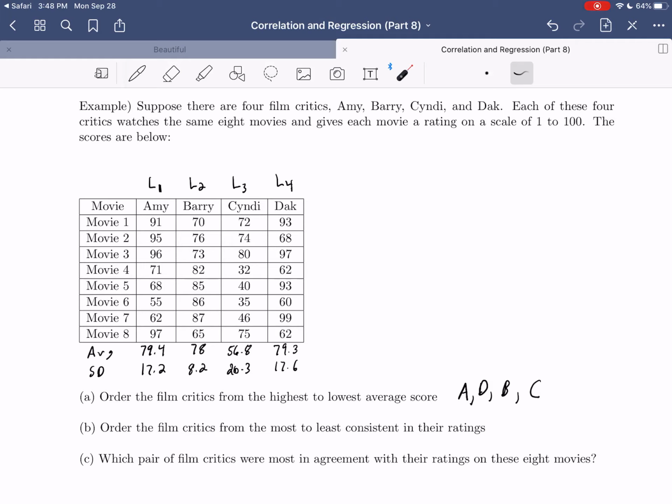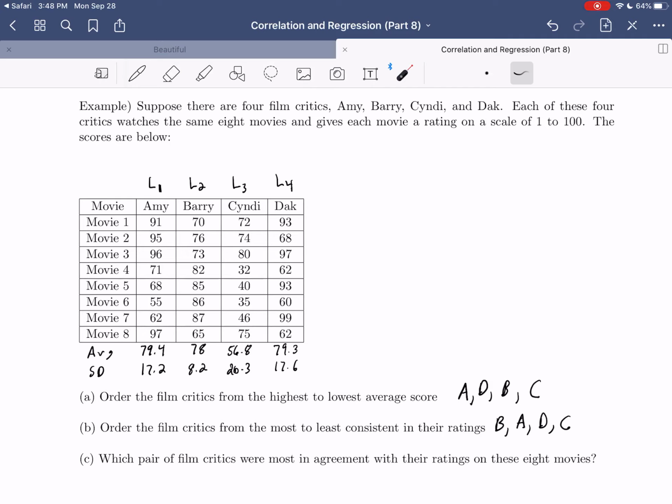Okay, let's go ahead and order also the film critics from most to least consistent in their ratings. Remember, most consistent would mean lowest standard deviation. So we can see that Barry was the most consistent with a standard deviation of only 8.2. Then Amy, then Dak, and then finally Cindy had the most variation. So not only was Cindy sort of the lowest average, she also showed the most variation, the least consistency, and that should sort of make sense.